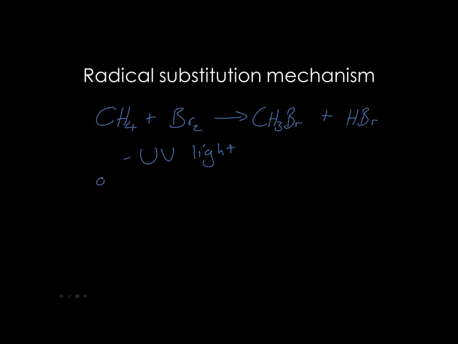So radical substitution is the process by which an alkane, such as methane, can react with a halogen, like bromine, and form a halogenoalkane, like bromomethane, and the hydrogen halide. Now this has to happen either in the presence of UV light or 300 degrees C.